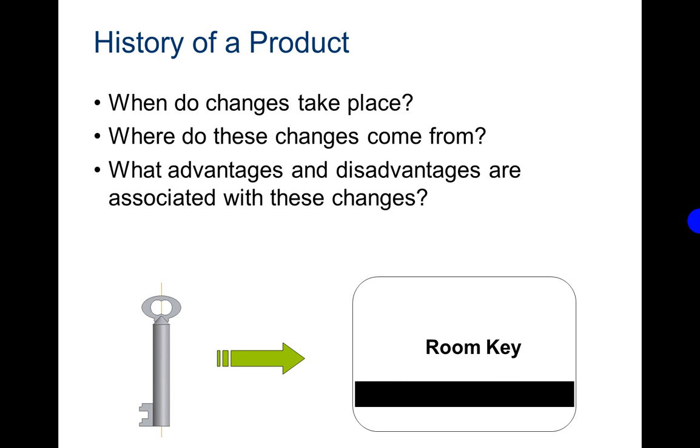Okay. Also, some more questions. When do changes take place? Where do these changes come from? What advantages and disadvantages are associated with these changes? Kind of like the hotel room key. I'm sure you can think of several advantages to having a card key instead of an actual room key.